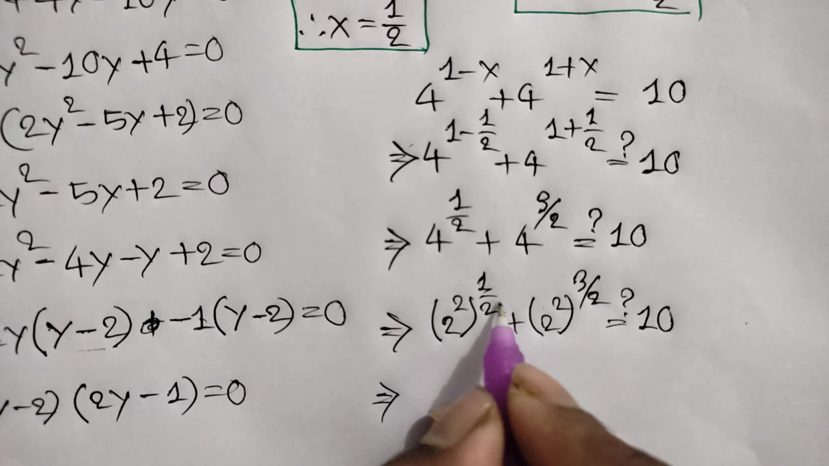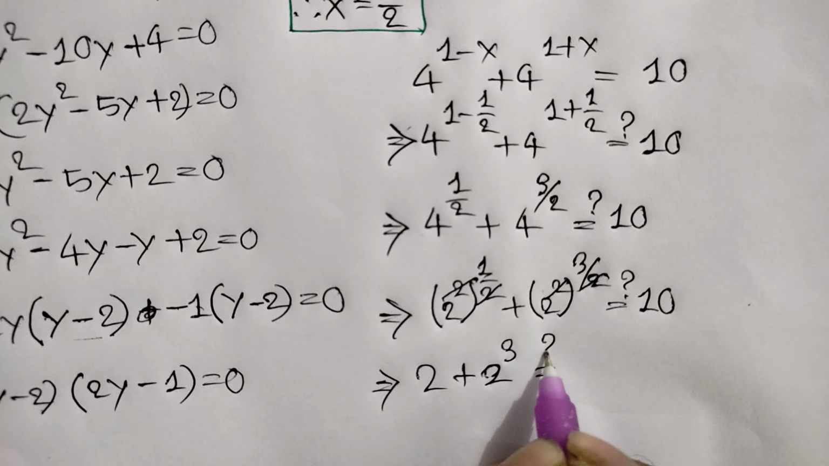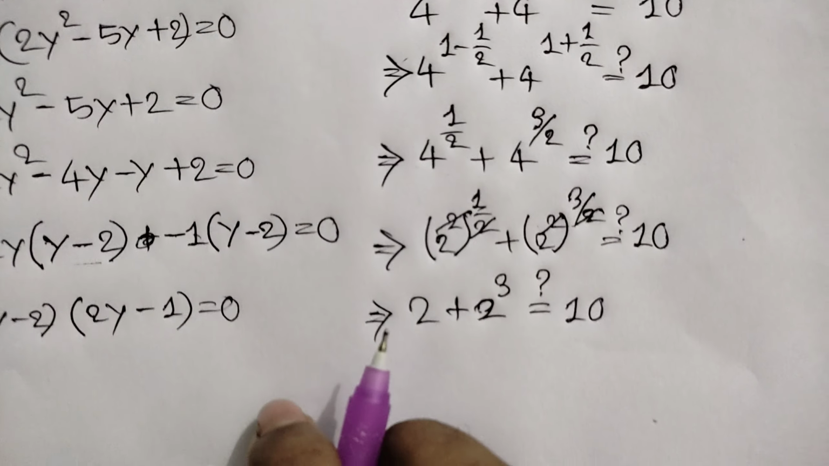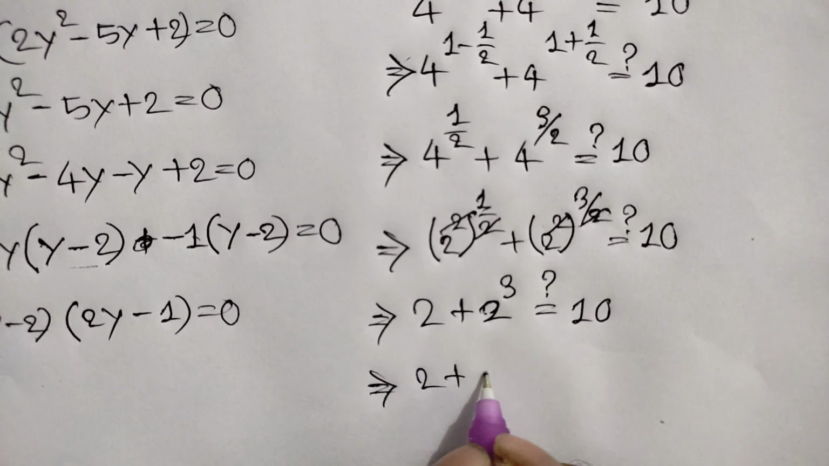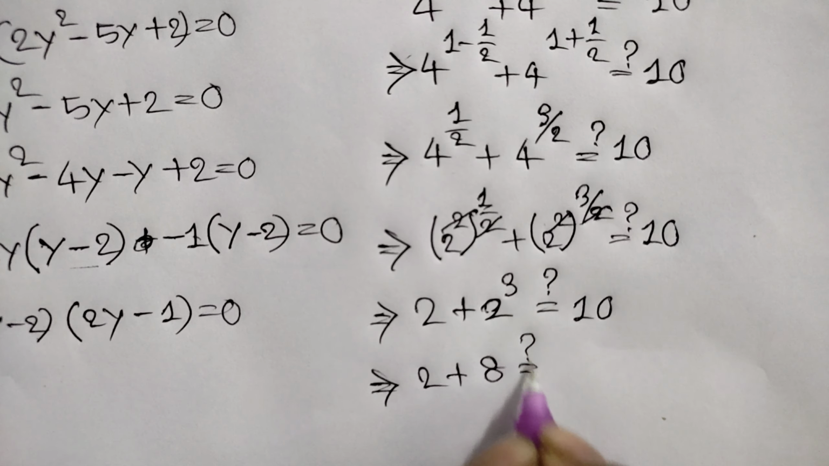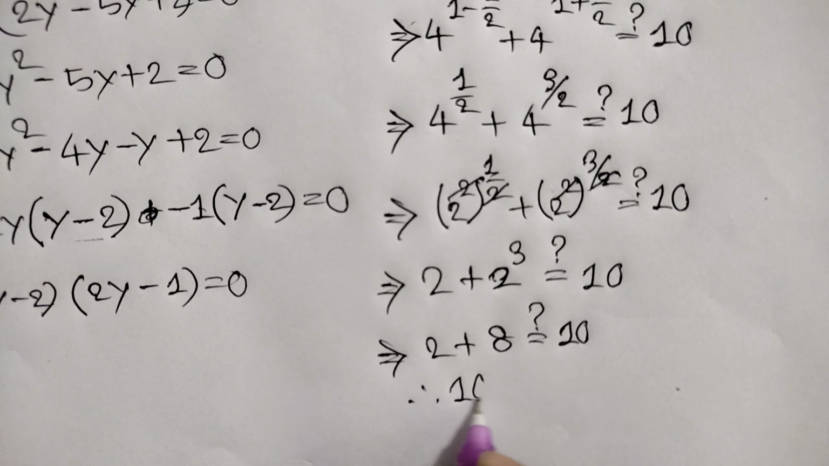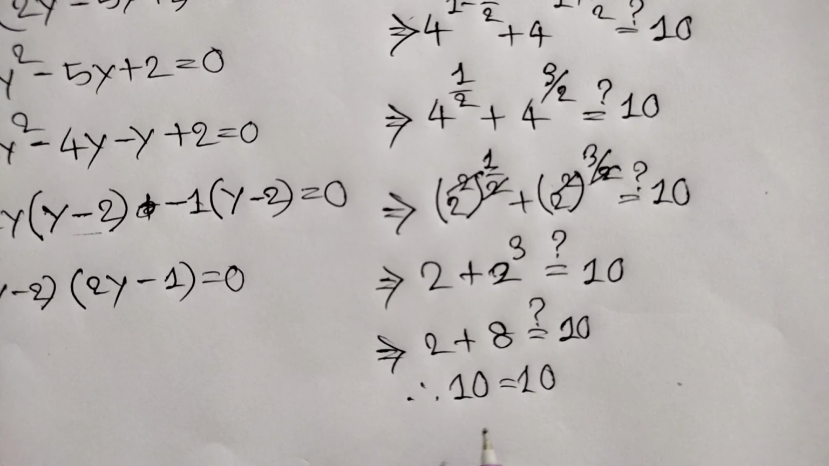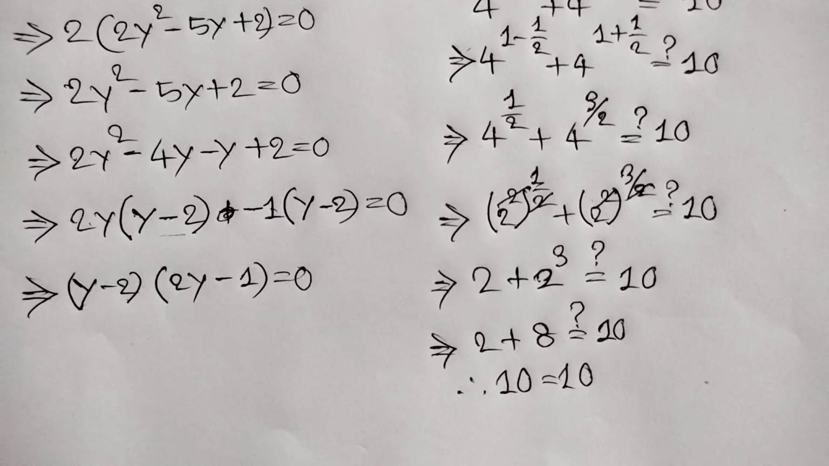Now these two cancel out these two, so here we will get 2, plus this two cancels out this two, so here we will get 2 cube. Is it equal to 10? 2 plus 2 cube, that means 8. We know 2 plus 8 is 10, so 10 is equal to 10, so the right hand side is equal to the left hand side.